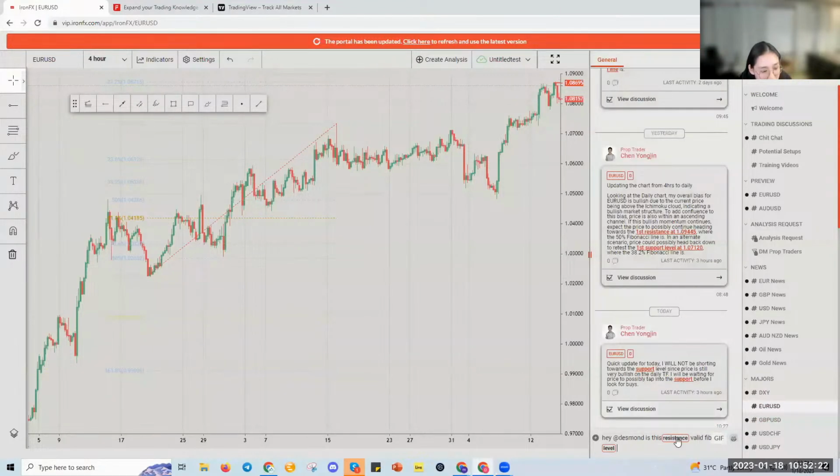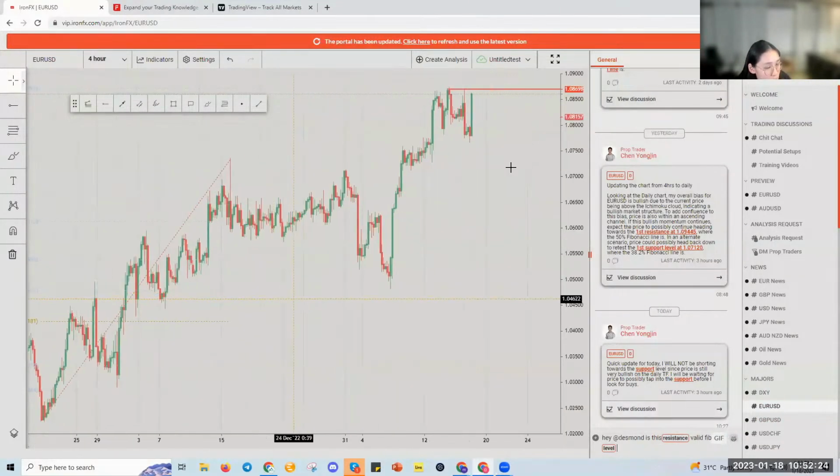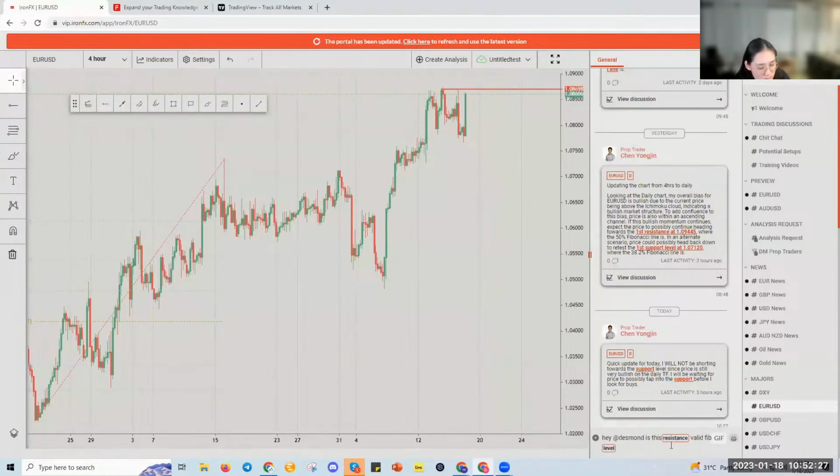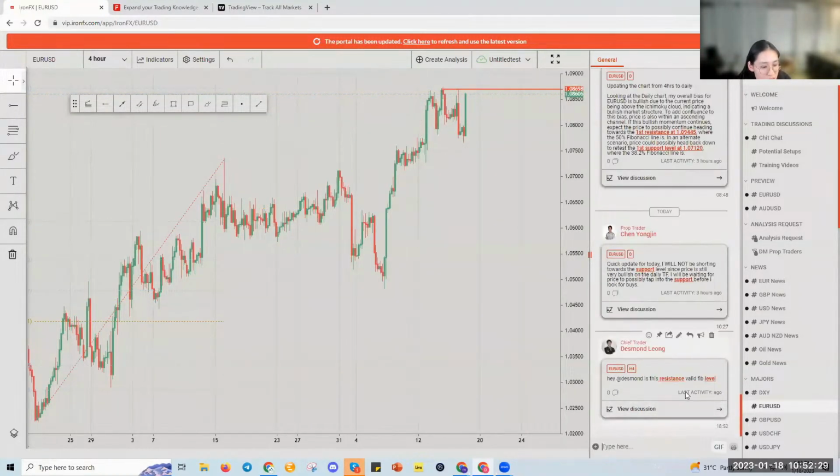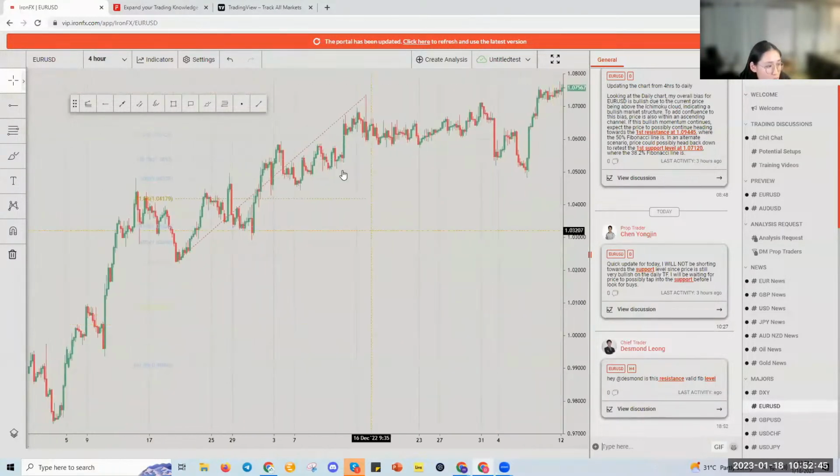So confirm, and then when I go over it, it will highlight it. Whoever is reading your chat will know exactly what you are referring to, and they'll be able to help you better. Same for the Fibonacci as well. 50%, so you can see the 50% is being highlighted.